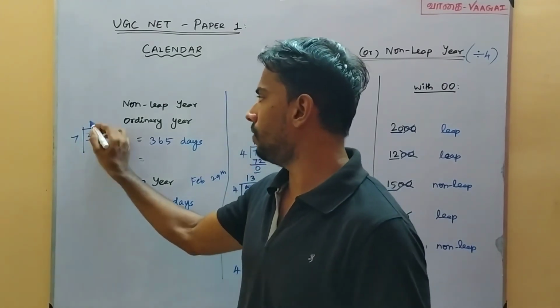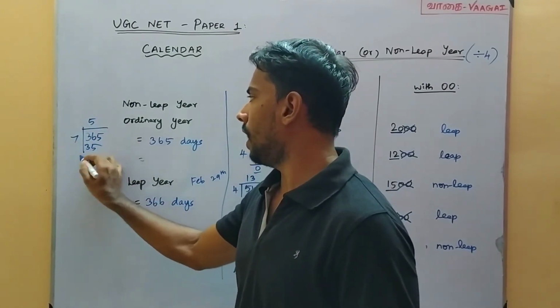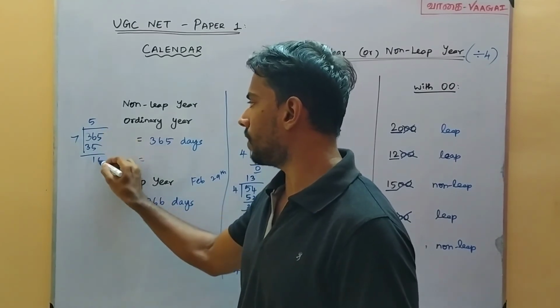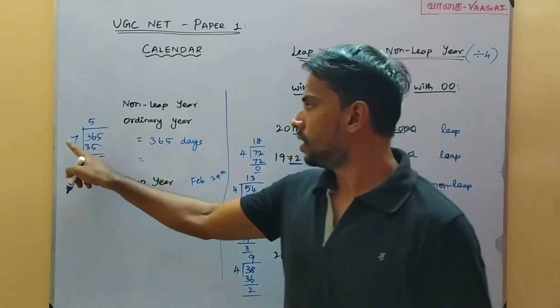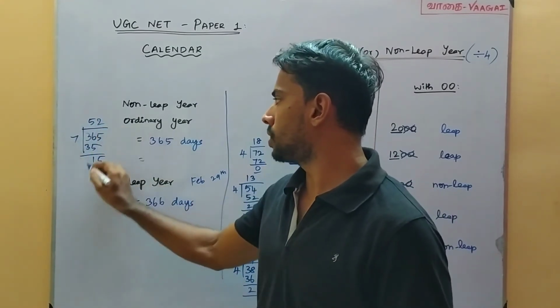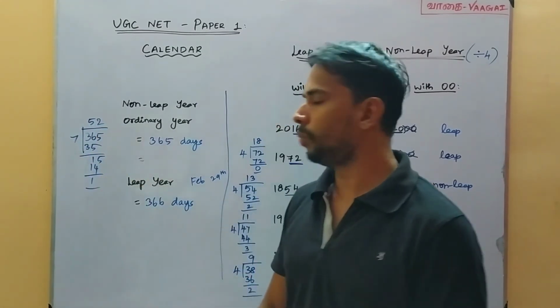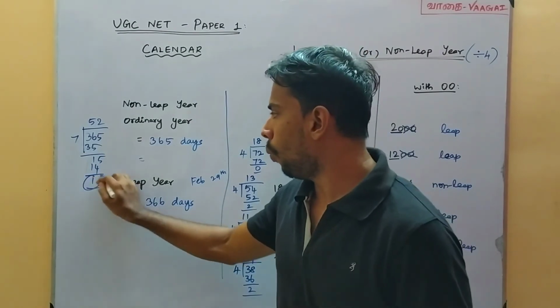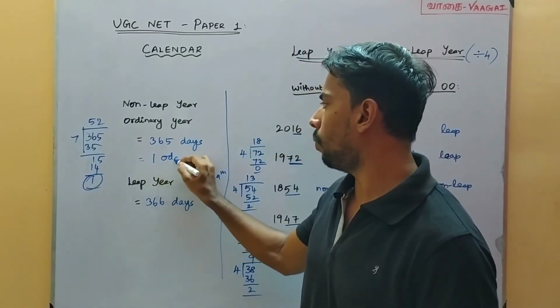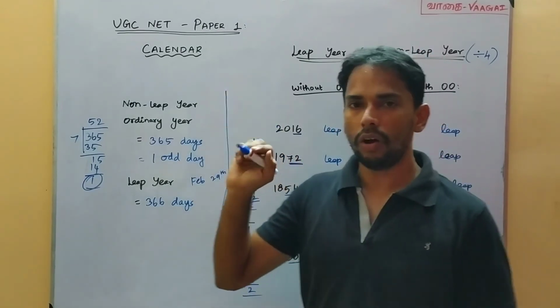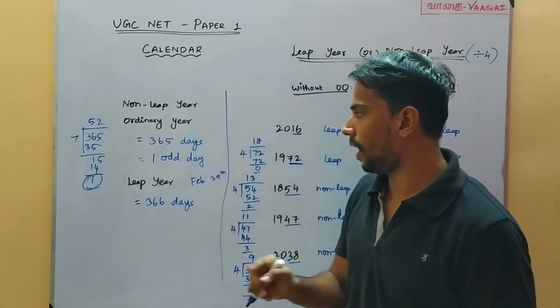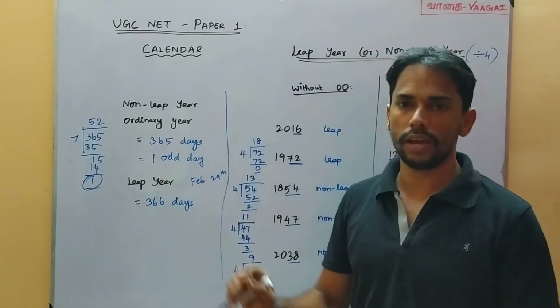7 5s are 35, and we will have 1 here. Bring that 5 down, and we have 15 now. Again go for the 7 tables: 7 1s are 7, 7 2s are 14. So we have 1 left over. That means 1 odd day. So for an ordinary year or a non-leap year, we will have only 1 odd day.